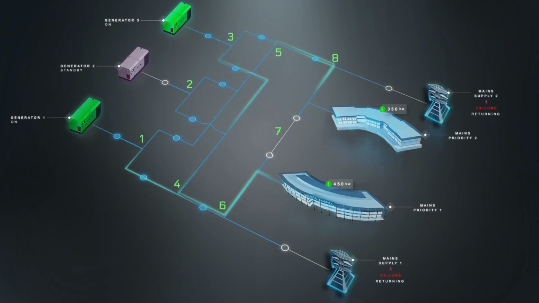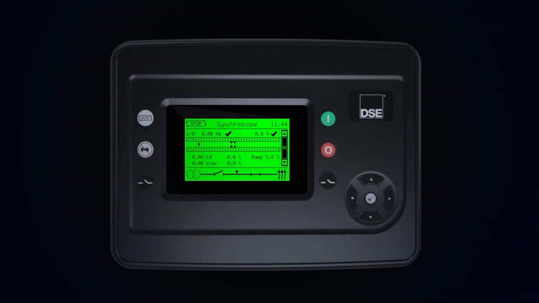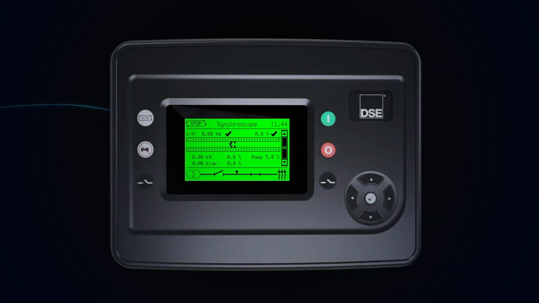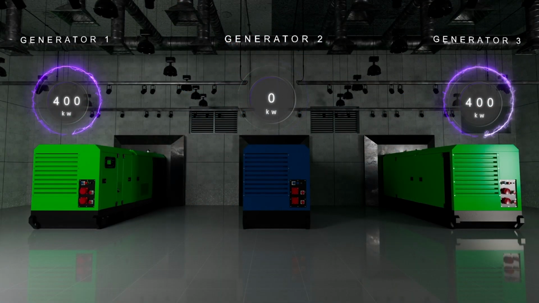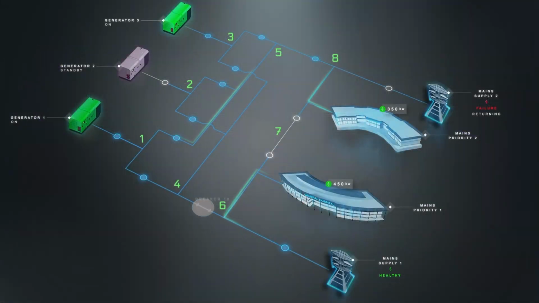When the main supplies are restored, the loads are returned. Generators 1 and 3 synchronize to main supply 1, and then breaker 14 closes. The generators are now in parallel with the mains. The generators reduce their load until building 1 returns to mains power. Breaker 10 opens.